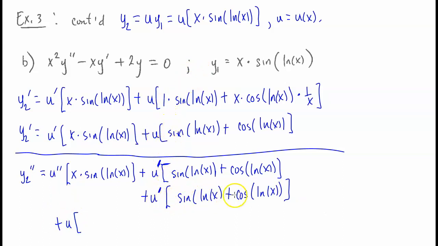So remember, this term here is for the product rule, derivative of first times the second. And now this is going to be the second part of that, which is first times derivative of the second. The derivative of sine of natural log of x will be cosine of natural log of x times 1 over x. And of course, the derivative of cosine of natural log of x will be minus sine of natural log of x times 1 over x.